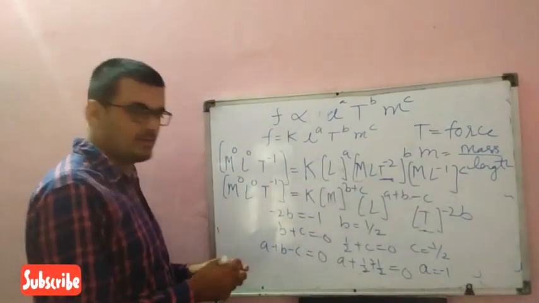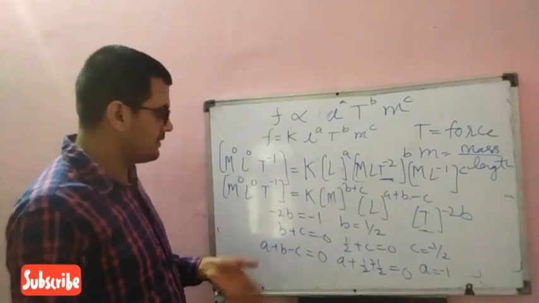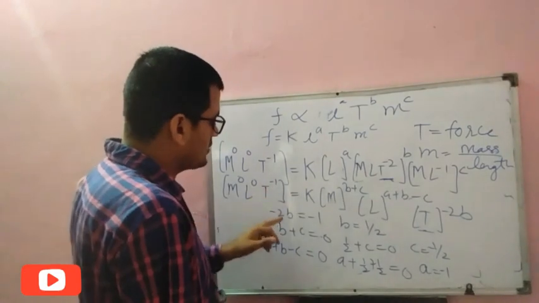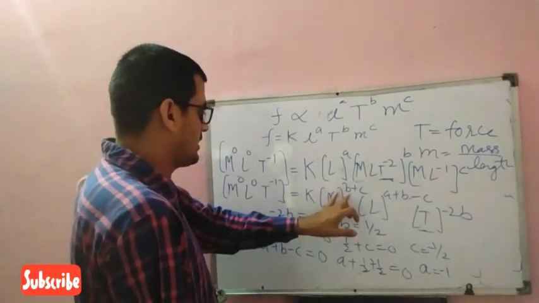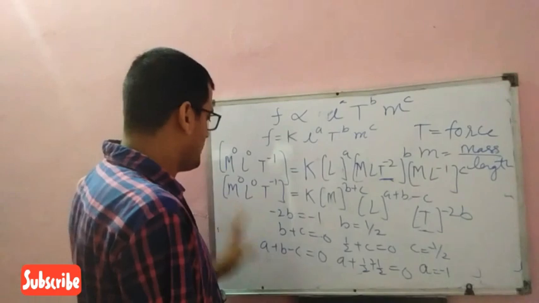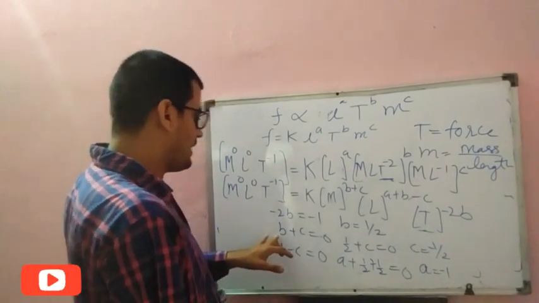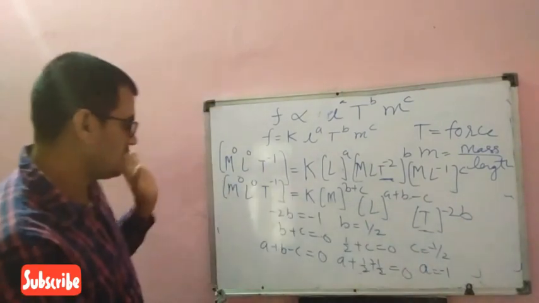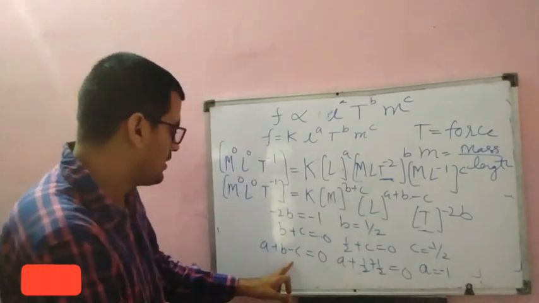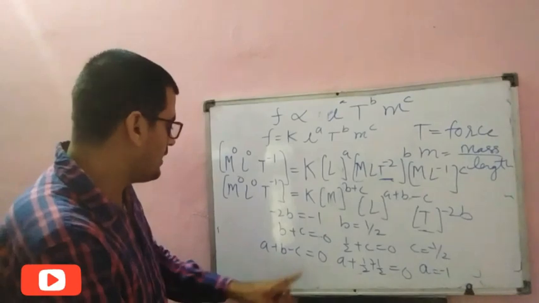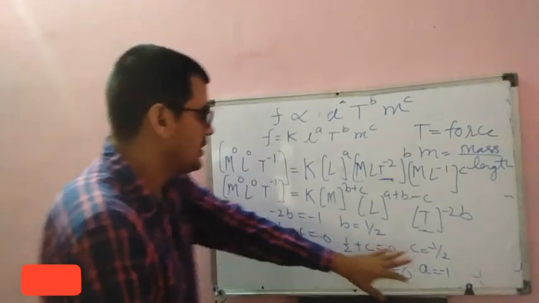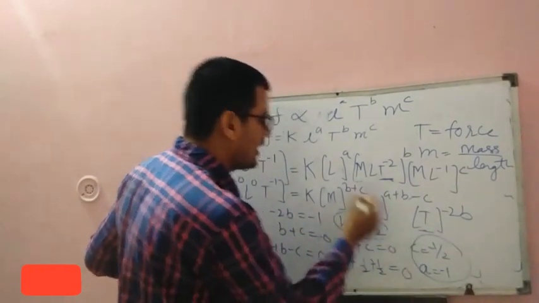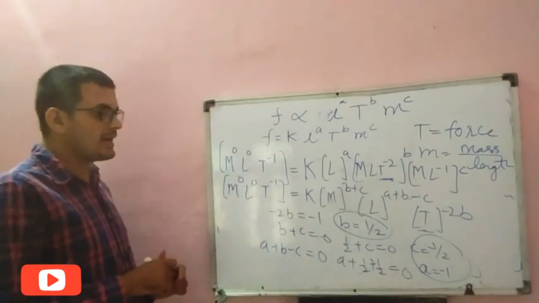Beta, just wait, I am rechecking it. Maybe it is wrong, and then our answer will be wrong. Minus 2B equal to minus 1, B equal to 1 by 2. Is it correct? Yes, it is correct. B plus C equal to 0. I have put the value of B here: 1 by 2 plus C equal to 0, so C will be minus 1 by 2. It is also correct. All these values are correct. Now what do I have to do?